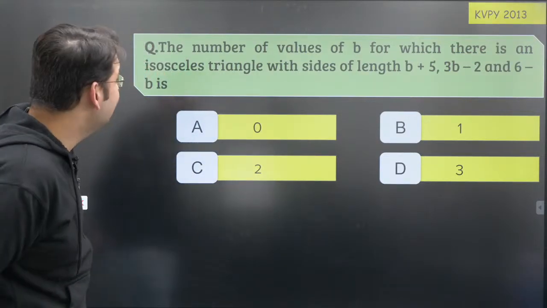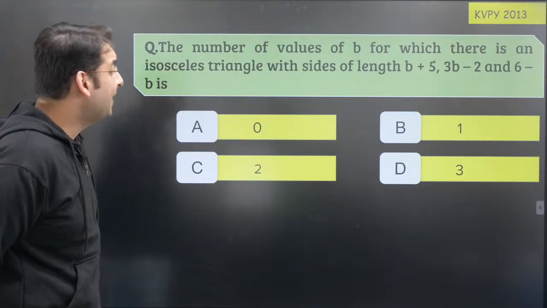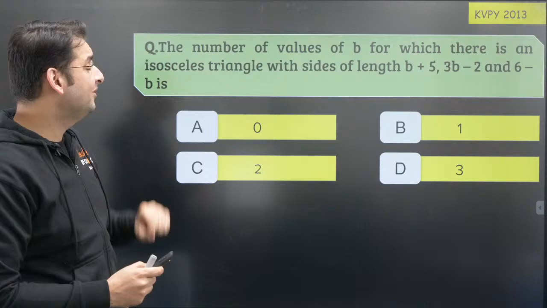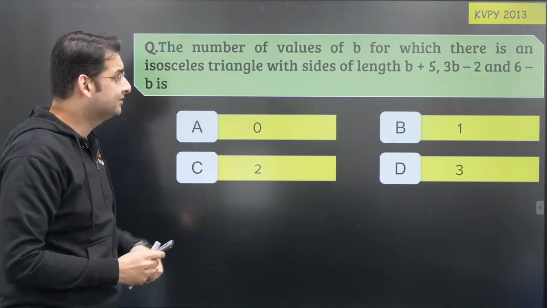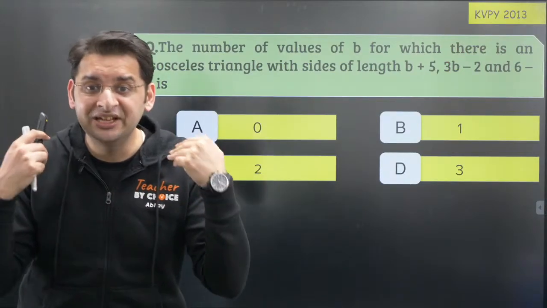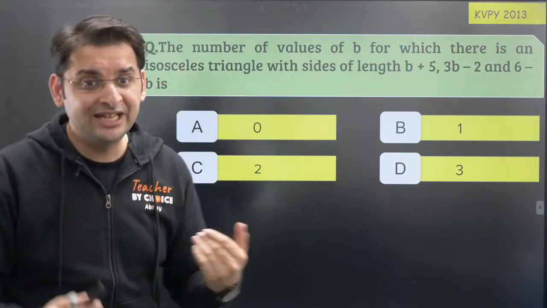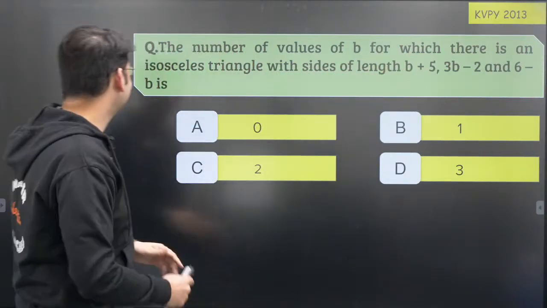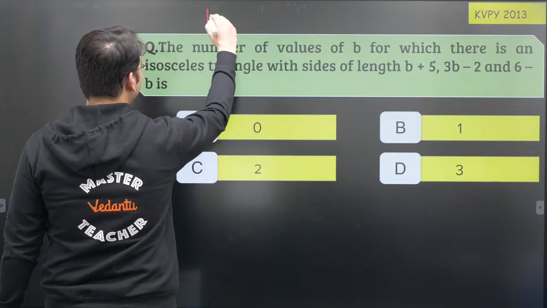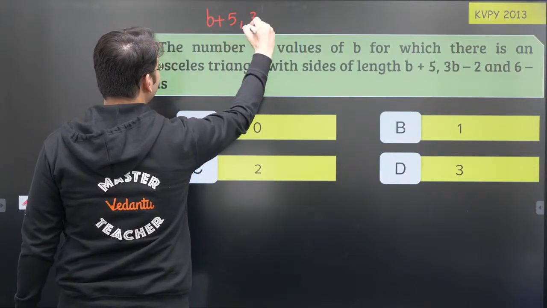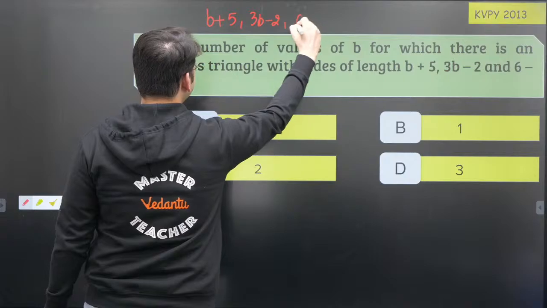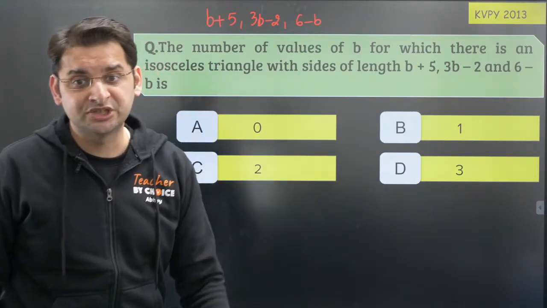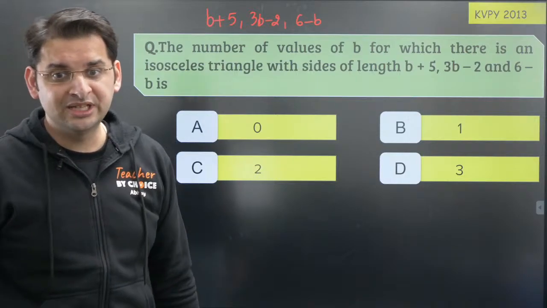Based on the triangular inequality, the number of values of B for which there is an isosceles triangle with sides of length B plus 5, 3B minus 2 and 6 minus B is. ऐसी कितनी values हैं B की so that triangle with the sides B plus 5, 3B minus 2 and 6 minus B. इन तीनों से जो ट्रायंगल बनेगा बच्चों वो आइसोसेलेस ट्रायंगल होगा.